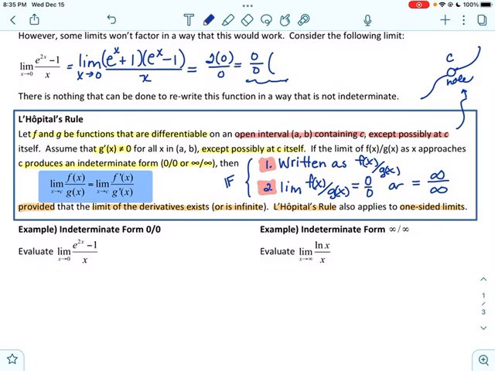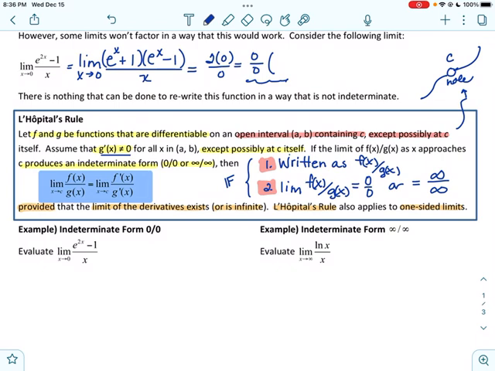So there's nothing that can be done to rewrite that fraction or that function in a way that's not indeterminate. So L'Hopital's rule says, let f and g be functions that are differentiable on an open interval (a, b) containing c, some value c, except possibly at c. Now, you've got to remember, we're taking limits. So if there's a hole at c, we can sometimes get around it. That's called a removable discontinuity. So that one point, called a point of singularity, missing from the function is not a huge problem in calculus.